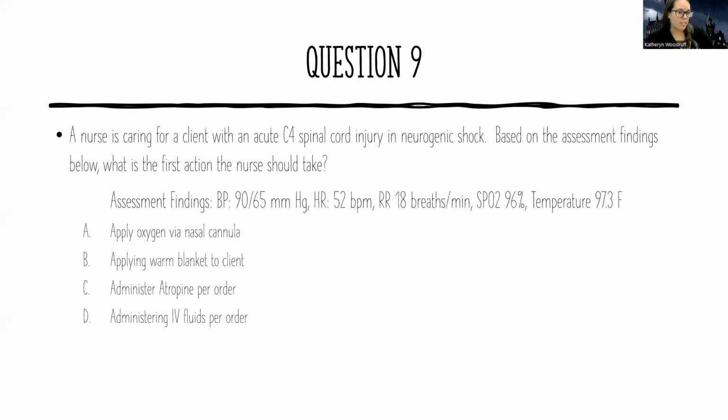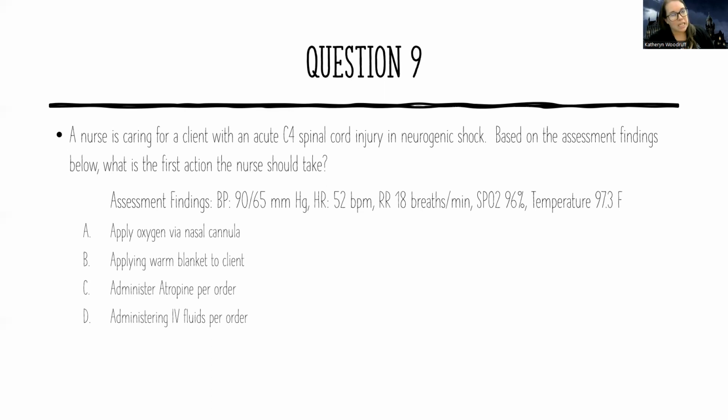So let's look at our options here. First, do I need to apply oxygen via nasal cannula? A lot of people might say, oh, it's a C4 injury, that's got to be it. And they're in shock. And yes, oxygen and shock, usually that's going to be one of the first interventions. But we have to look here, based on these assessment findings, are they showing a sign of an oxygen problem? They're not at this point. It might be the best option, but let me look if there's anything that's better.